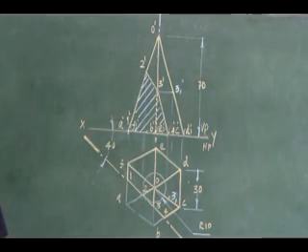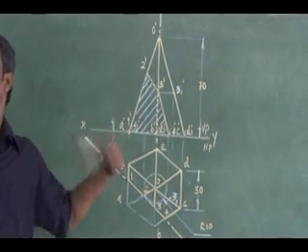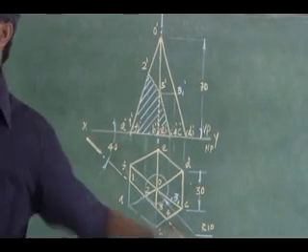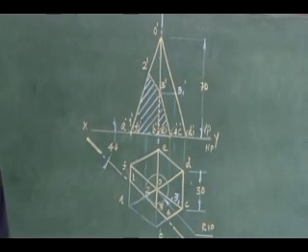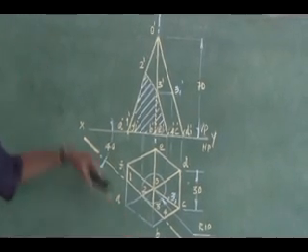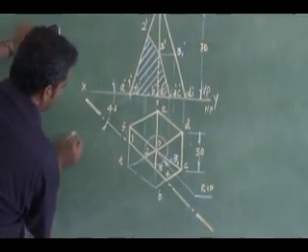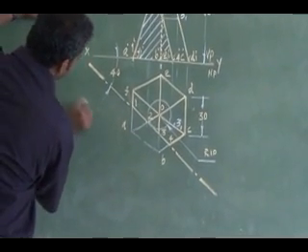So the sectional front view is fully finished. Then you move on to your true shape of section. How can I draw the true shape of section? Draw a reference line parallel to the cutting plane. See here, parallel to this.